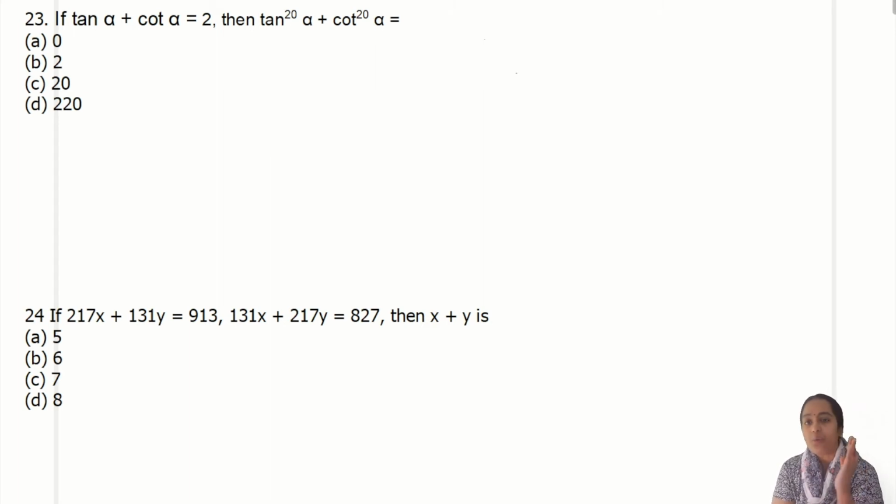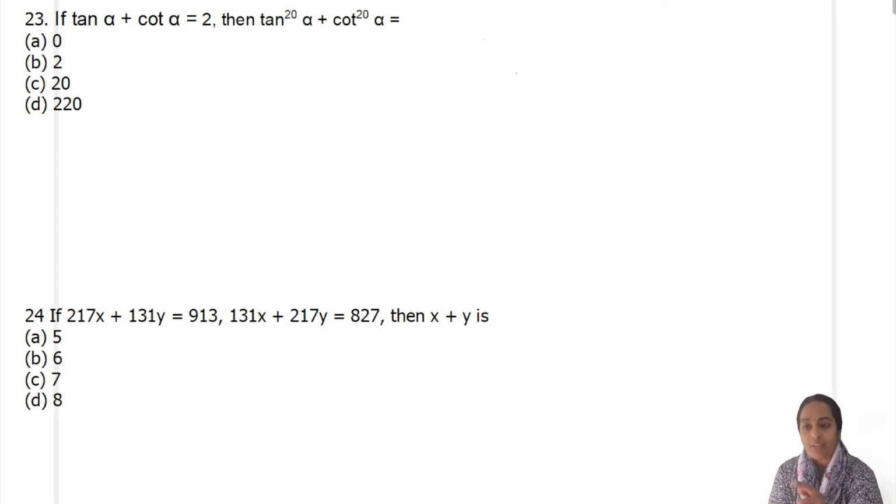So the minute you look at the question, you can use a simple trick. Both are the same angle alpha, and you know that for complementary angles, tan and cot are the same only at 45 degrees. So tan 45 degrees and cot 45 degrees are both 1. So alpha is definitely going to be 45 degrees here.